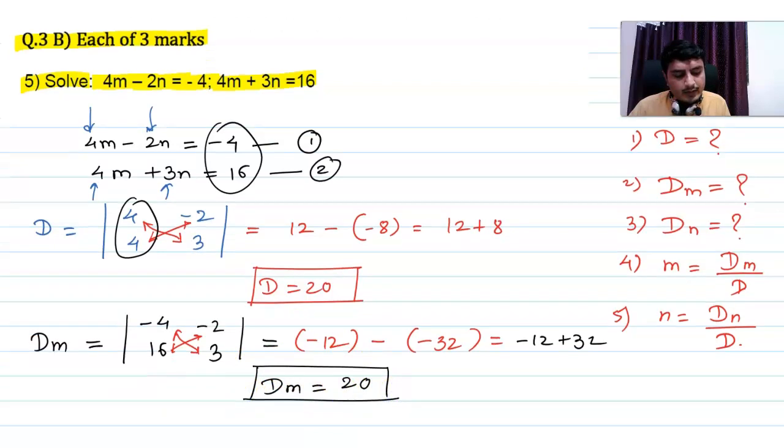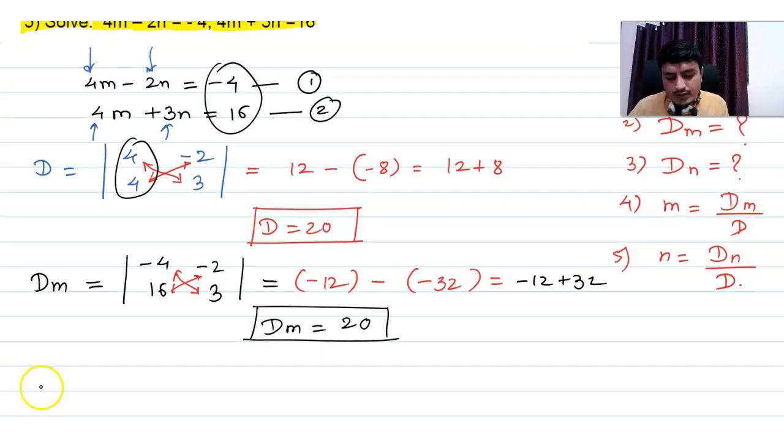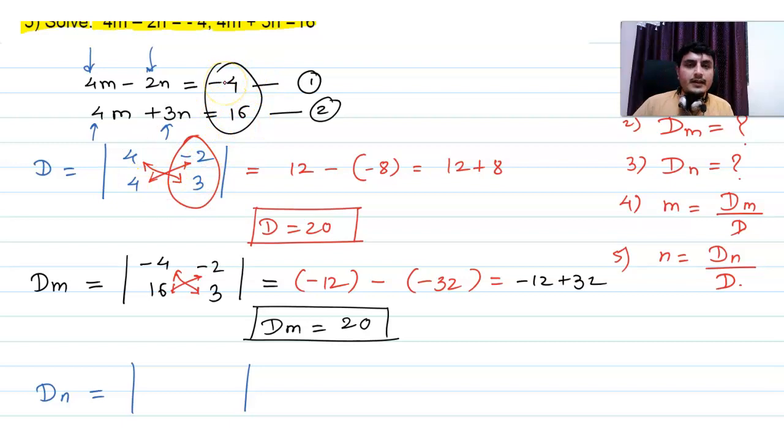Now to evaluate the value of Dn, what shall we have to do? Whatever be the coefficients of variable n from D, we have to replace that by the constants minus 4 and 16, while the first column from D remains as it is. So we have the entries under Dn 4 and 4, first column as it is. Minus 2 and 3 we have to replace by the constants minus 4 and 16.